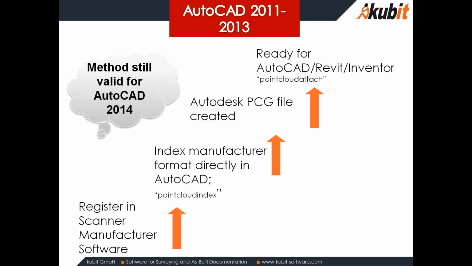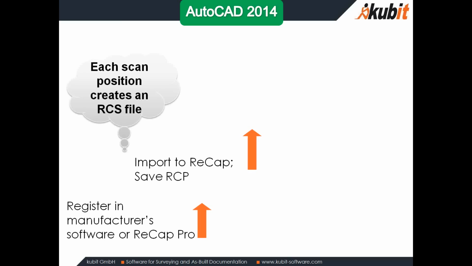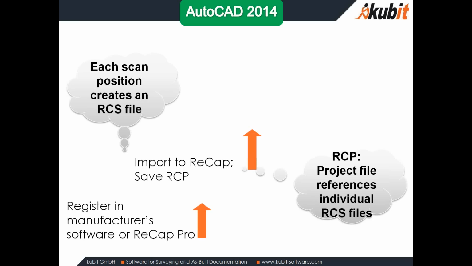You could actually create your point clouds directly inside of AutoCAD. But in 2014, many of you know that Recap was introduced, Autodesk Recap, where you would bring your scanner manufacturer's formats into the Recap program, or you had the option to register the data in Recap Pro. Essentially, after you import to Recap, for each scan position you had an RCS file. So if you had 10 scans in the field, you have 10 RCS files, and then you have a project file which references all of those individual scan positions to the RCP.